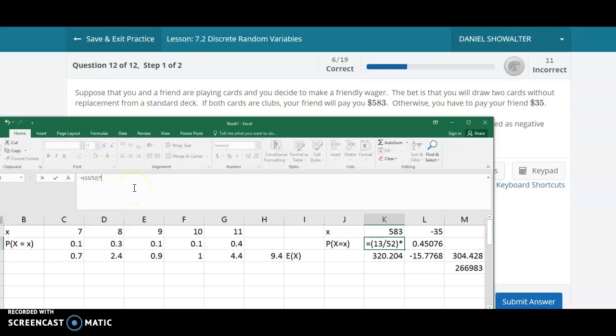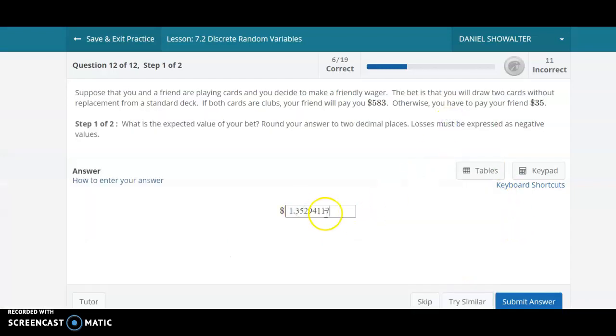And then instead of squaring it, because it says without replacement. If it was with replacement, if they put that card back in, then I would just multiply this by 13 over 52 again. But now because one of the clubs is missing from the deck, there's only 12 clubs left, and only 51 cards in the deck. So I'm going to multiply that by 12 over 51. And because I set up this probability to already be 1 minus this probability, the product's automatically adjusted. So I'm going to expect to win $1.35.